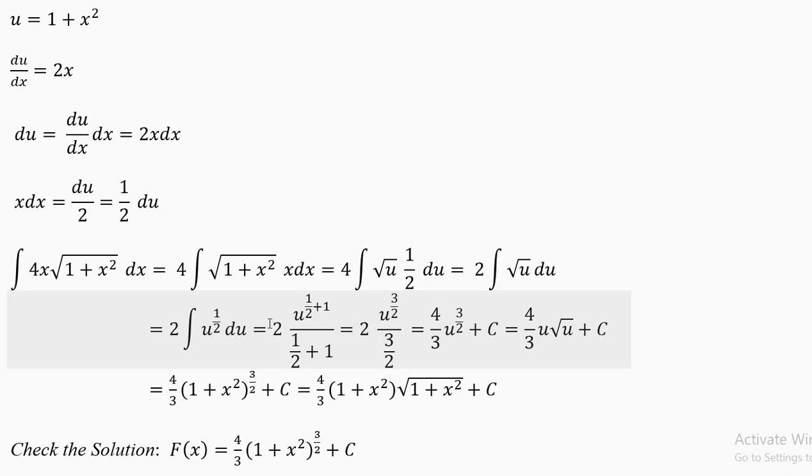We'll combine it in the next. If you integrate u power half, you'll get half plus half, which is 3 by 2. So u power 3 by 2 divided by 3 by 2. This will become 2 divided by 3 by 2, which is 4 by 3. Please do not use decimals.